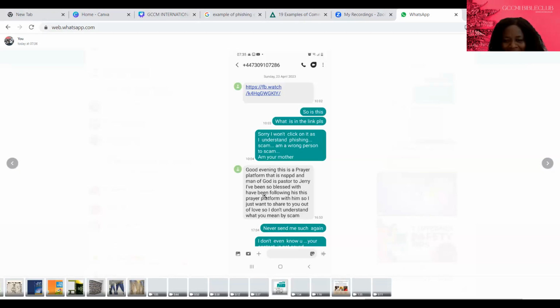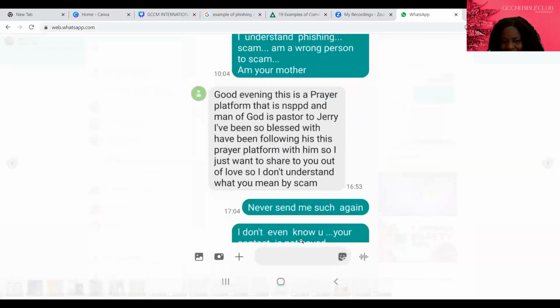He said he had been following this prayer platform and wanted to share it with me out of love. A person I don't know. So I don't understand what you mean by scam. I replied to him immediately. I said, never send me such again. Then I said, I don't even know you.